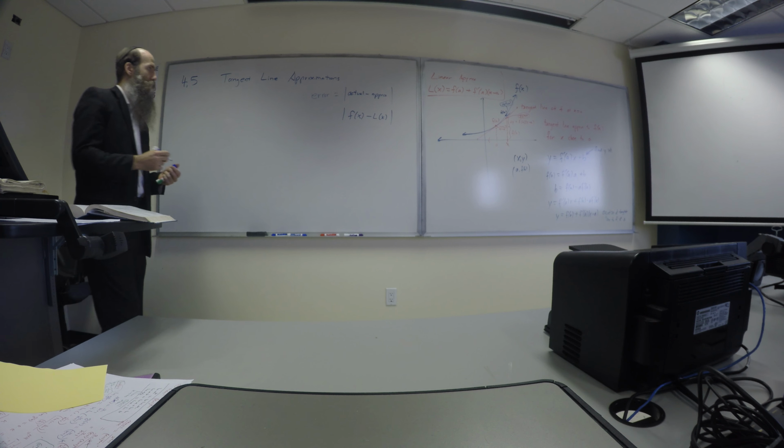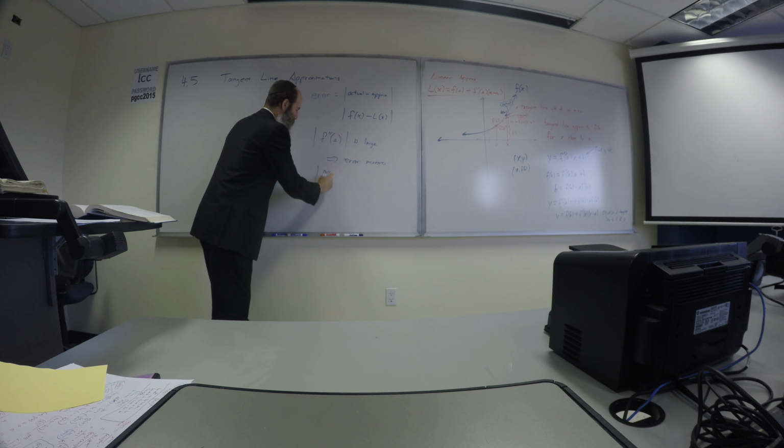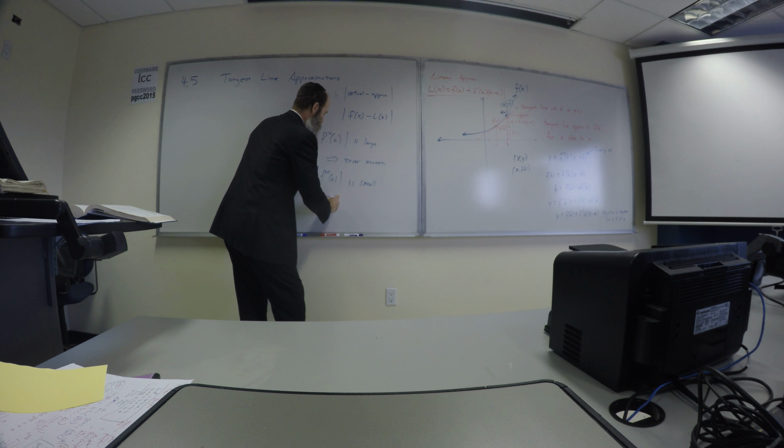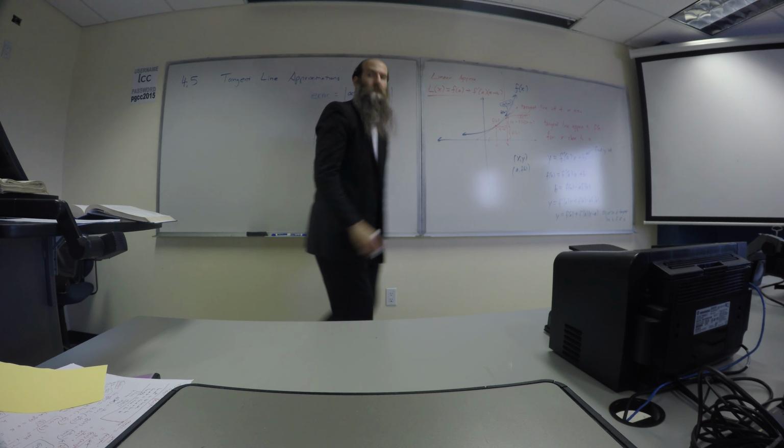So if F double prime, I'll say at A, if the concavity at A is large, then error increases. And vice versa, right? If the second derivative at our location is small, then error decreases.